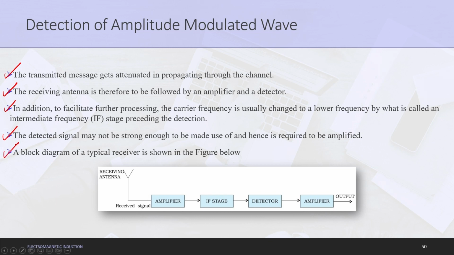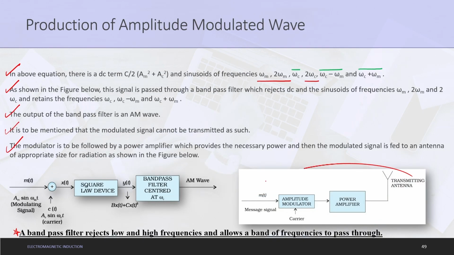And finally, the block diagram of a typical receiver is shown in the figure below. So, this is the typical block diagram for the receiving part, that is the receiving antenna and so on, and finally the output, and this is the message signal. So, this is how the modulation is being done.